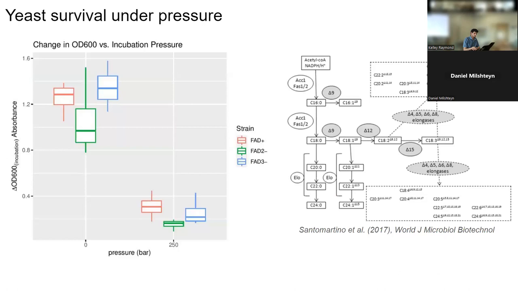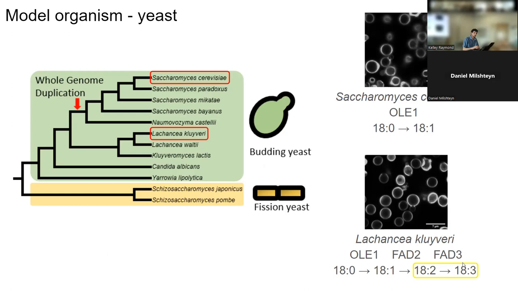So essentially, this is that Lachancea kluyveri. These are the strains where I have a FAD3 knockout. So the FAD3 knockout is the FAD3 gene knocked out, so it can't make this 18:3. It can't make any tails that have three unsaturations in it. It can only make tails that have up to two. Similarly, we have the FAD2 knockout that can only make lipids that have a single unsaturation in it. And the FAD2 knockout is essentially equivalent to Saccharomyces because they can only make lipid tails that have zero or one unsaturation in them.